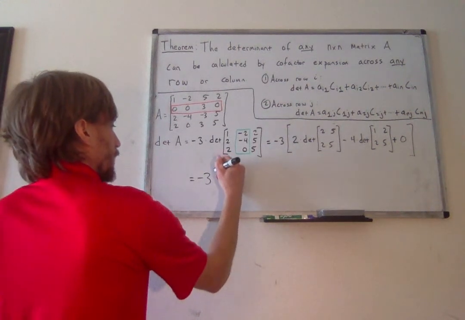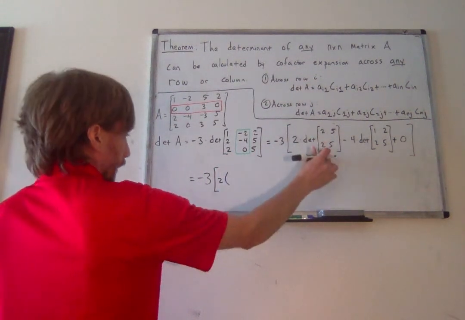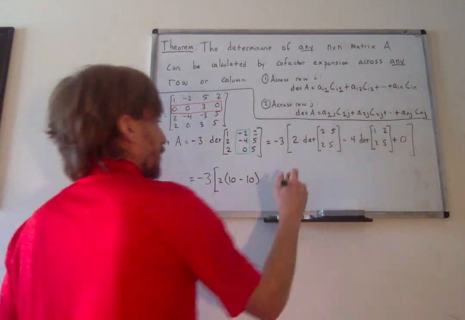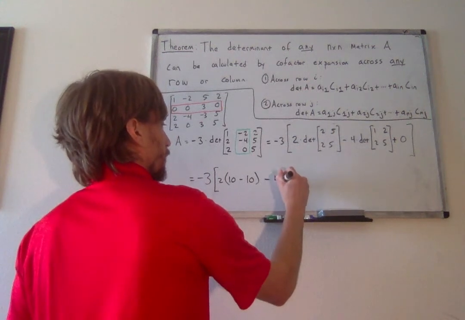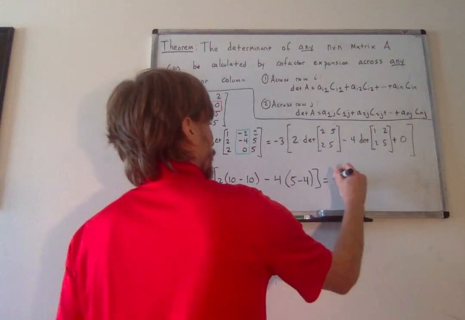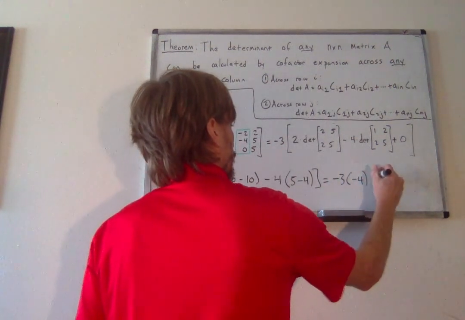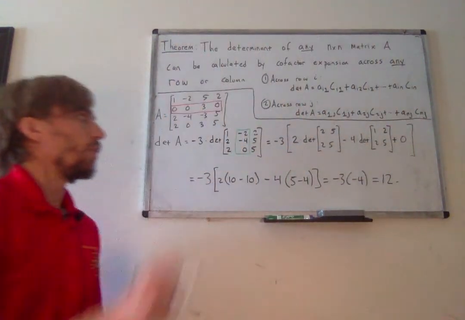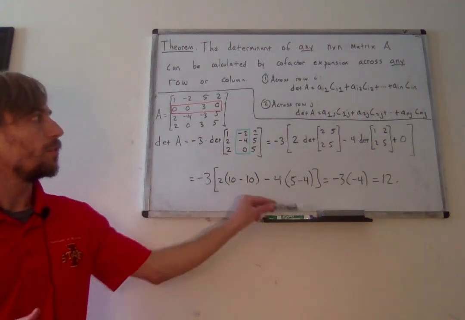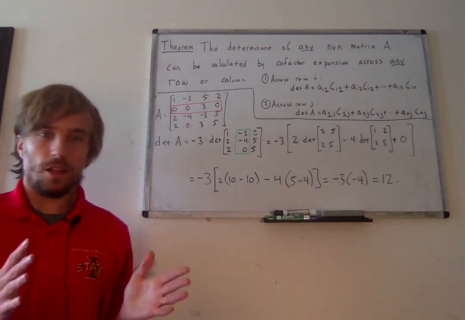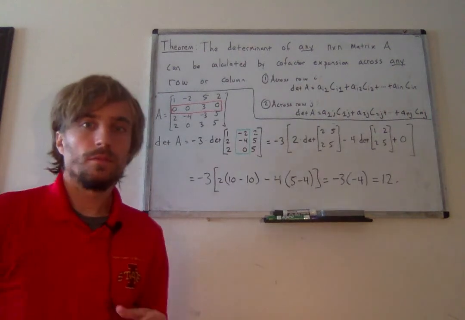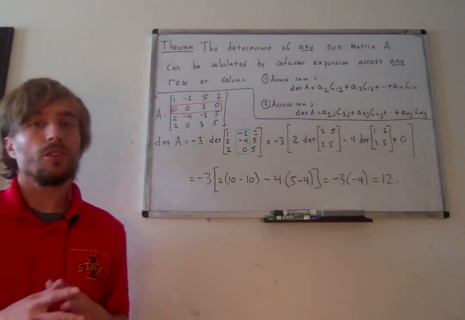So this would be negative 3 times 2. Now, finally, for a 2 by 2 matrix, we know how to calculate that determinant easily enough. And so the determinant of this matrix is equal to 12. So still a little tough, but maybe a little easier than had we had to expand across the first row.